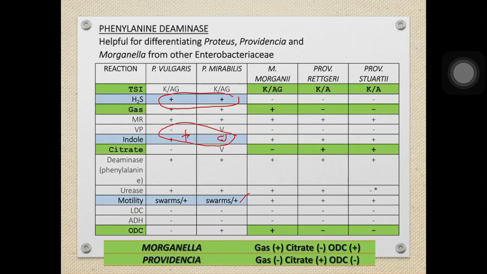But how can we differentiate Morganella from Providencia? Ang mga Morganella po are aerogenic. Ang mga Providencia po ay non-aerogenic or anaerogenic. Ibig sabihin, hindi nagpuproduce ng gas. Ang mga Morganella citrate negative, Providencia citrate positive, ODC positive ang mga Morganella. Ornithine decarboxylase, Providencia, ODC negative. Paano po ulit? Ang mga Morganella, they are gas positive, citrate negative, ODC positive, Providencia are gas negative, citrate positive, ODC negative.